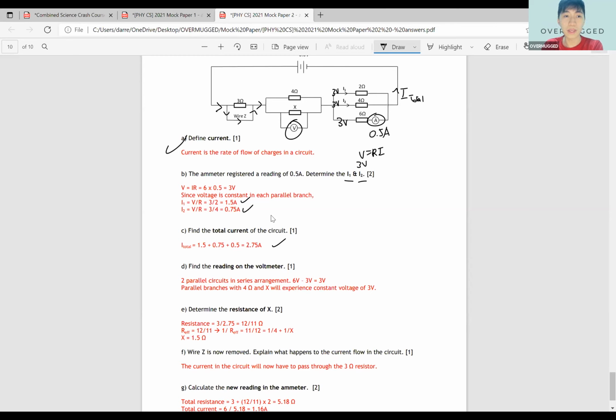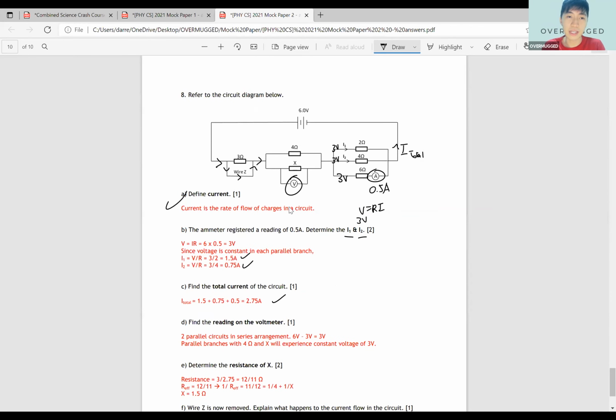From here, as the current passes through, the first thing we see is we hit this parallel circuit. Now, if we know that the total EMF is 6, and I know that my parallel circuit here receives 3 volt, what this means is that this parallel branch is also receiving 3 volts. So 3 volts here, 3 volts here, total 6 volt. Therefore the answer is 3 volt.